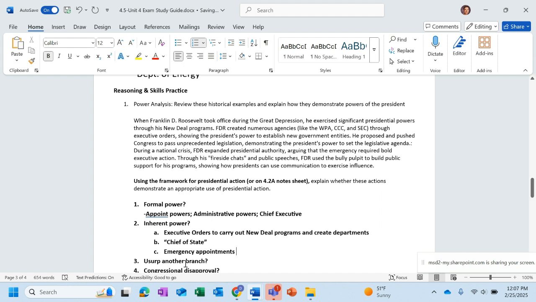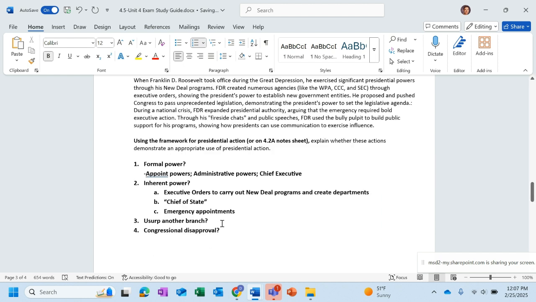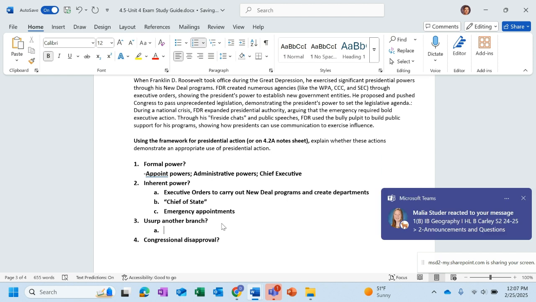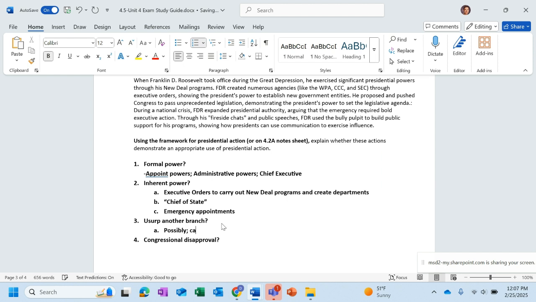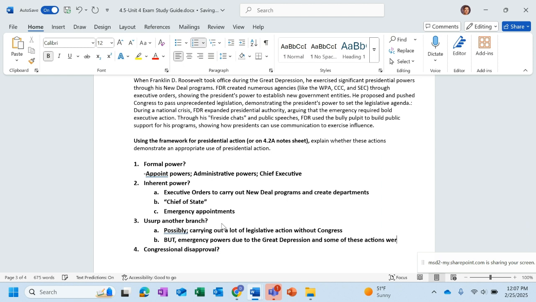So does he usurp another branch? Well, this is a little bit difficult because you could say possibly it's carrying out a lot of legislative action without Congress. However, you could also say, but okay, there's emergency powers due to the Great Depression, and some of these actions were to carry out laws passed by Congress.